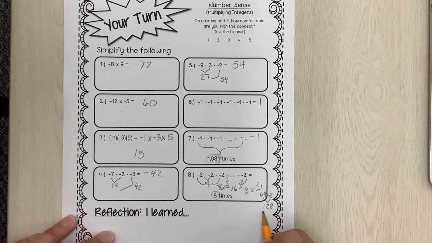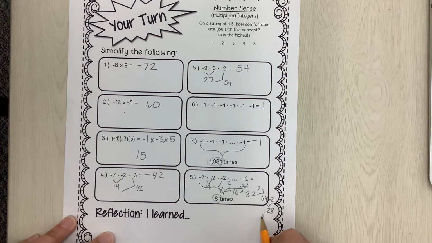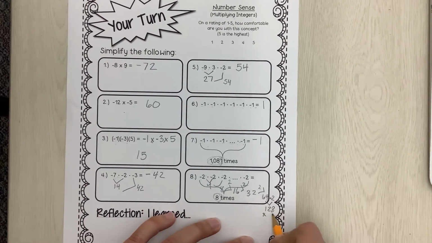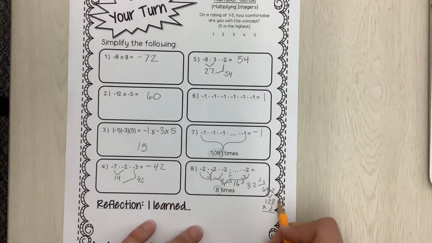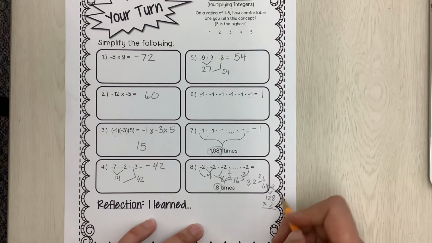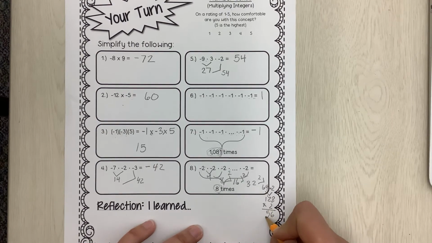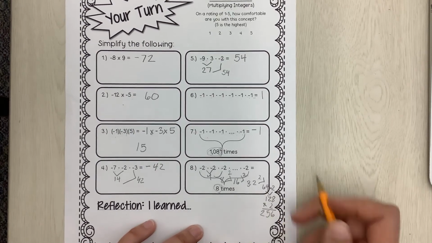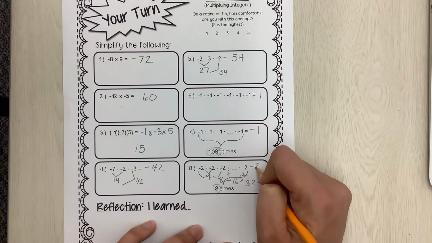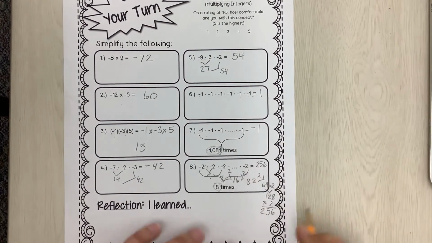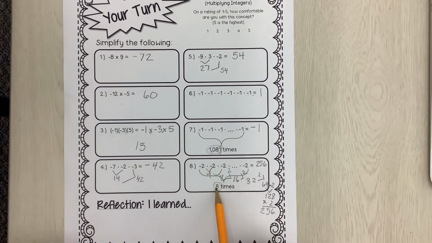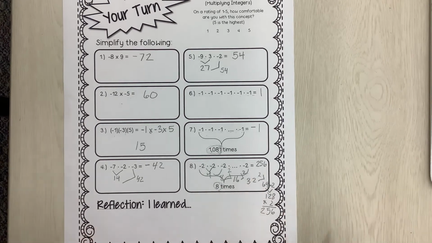We have to do it 8 times, so times another 2. That's our 8th 2. So let's do this one. 8 times 2 is 16. Put a 6, carry the 1. 2 times 2 is 4, plus 1 is 5. 2 times 1 is 2. So our answer is a positive 256 because we did it 8 times, which means it's positive. That's an even number of negatives.